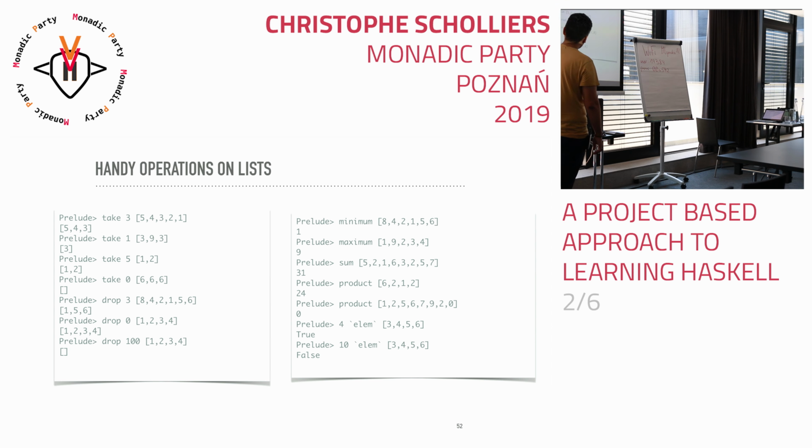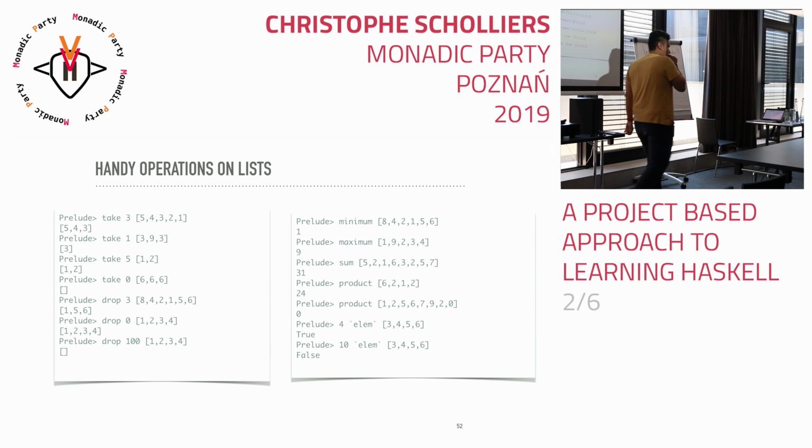And then you can also use elem, to check whether something is an element of a list. The back quotes indicate to Haskell that, instead of writing the function in front, you are going to use it in between the arguments. So you're asking whether 4 is an element of the list 3, 4, 5, 6. And of course, it's going to say true. And if you ask, is 10 an element of the list 3, 4, 5, 6, it's going to give you back false. Okay? There are a lot more list operators.